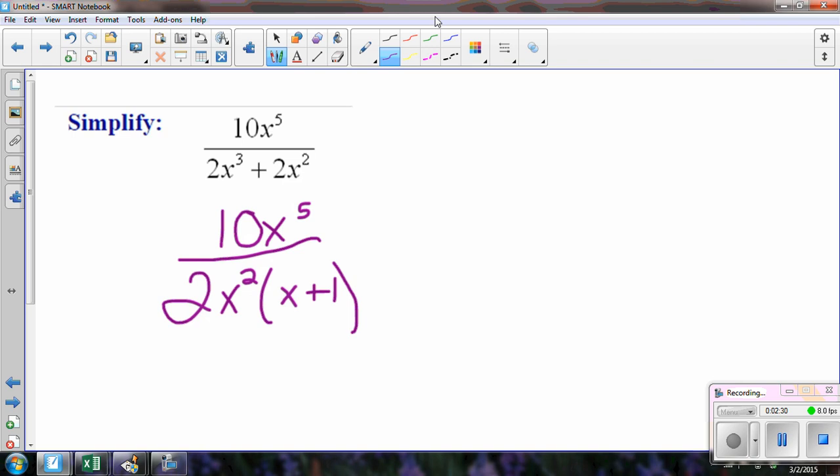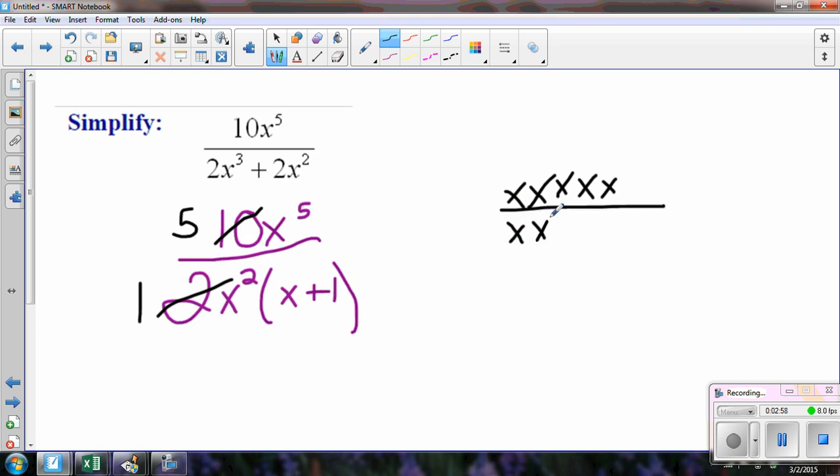Now we look for any common factors. You see that 10 and 2 can be divided. When you do it, you get 5 over 1. Now this is the x to the fifth over x to the second. A quick way to do this is to remember that this is really x, x, x, x, and x over 2 x's. When you divide, this makes a 1, and this makes a 1. So this is really 1 times 1 times, then we still have x, x, x, so x to the third.